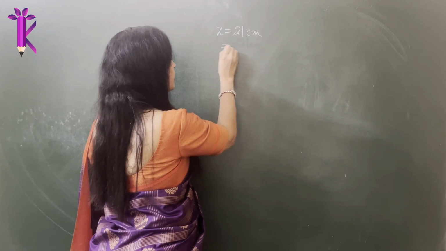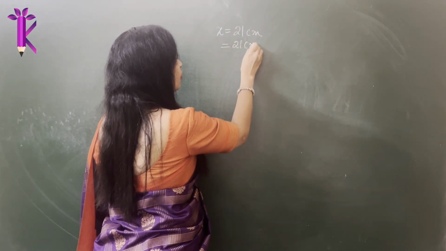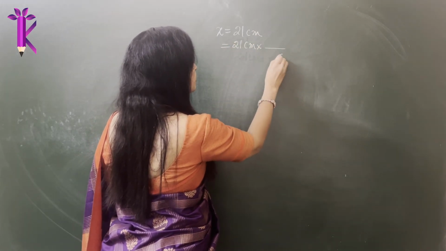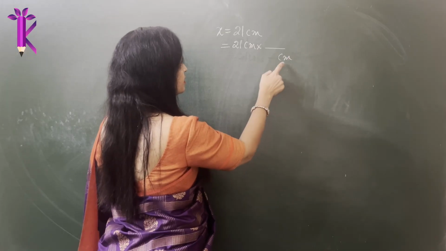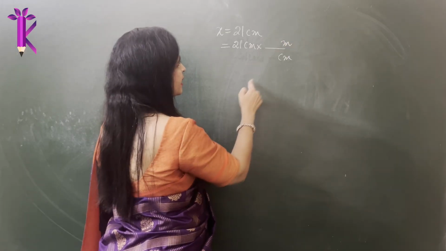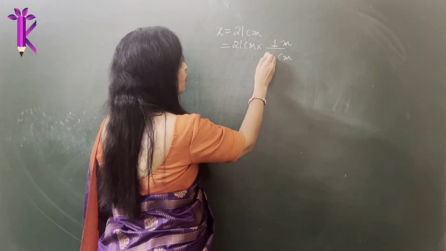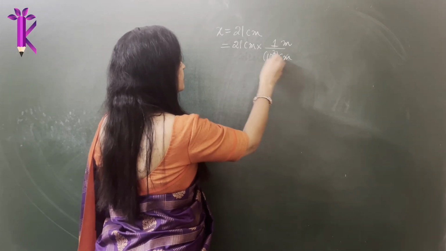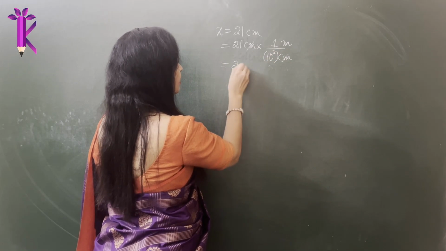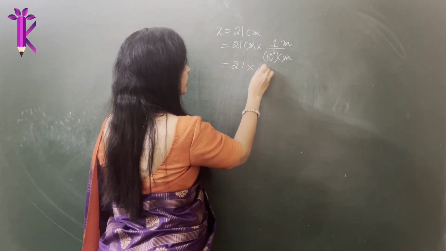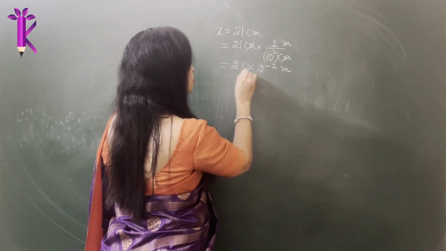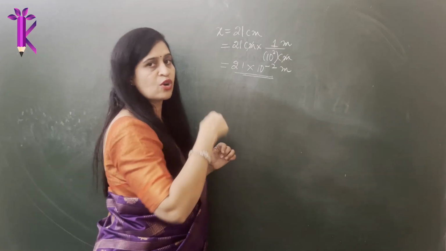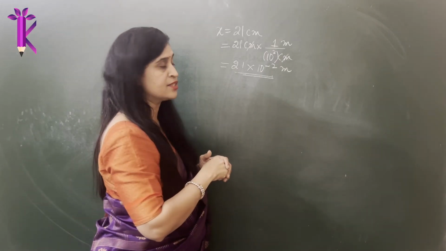Okay, now how do you convert 21 centimeter to meter? We have to cancel centimeter. I take centimeter in the denominator, I take meter in the numerator. We know 1 meter is equal to 100 centimeter. 100 can be written as 10 power plus 2. Centimeter gets cancelled, so 21 goes to the numerator, this becomes 21 into 10 power minus 2 meter. So the basic stopping distance is 21 into 10 power minus 2 meter.